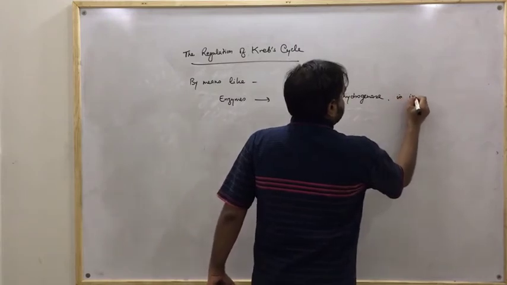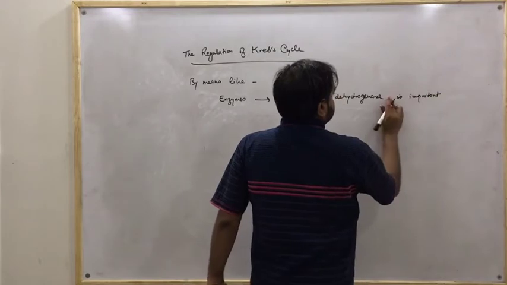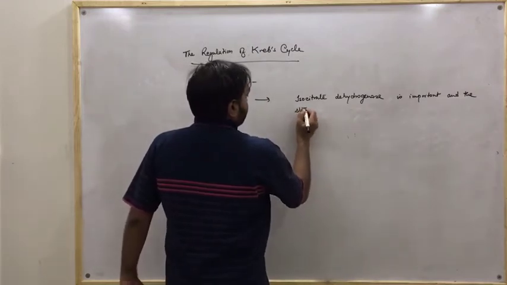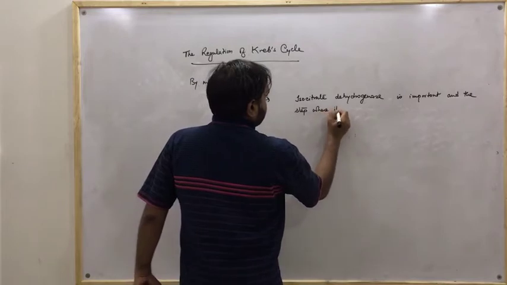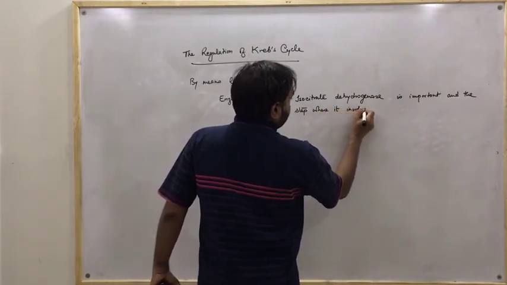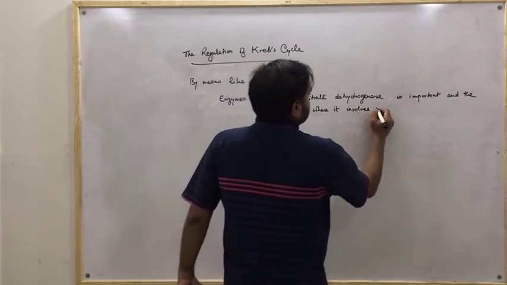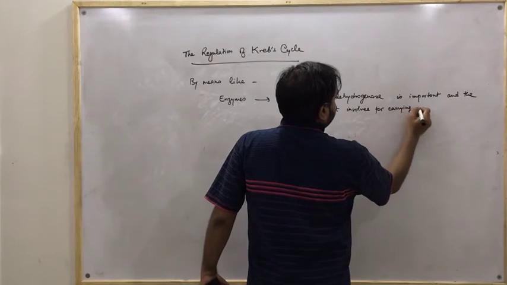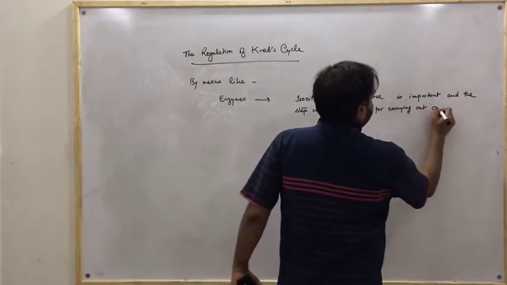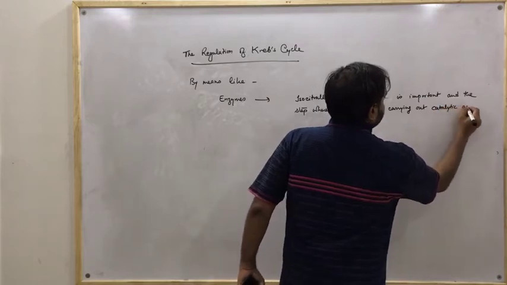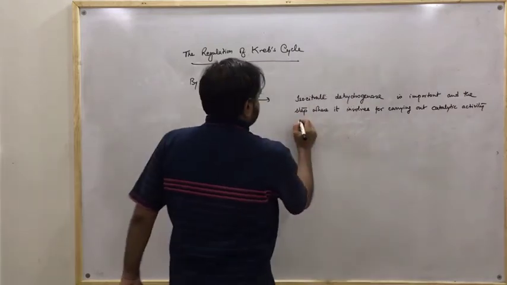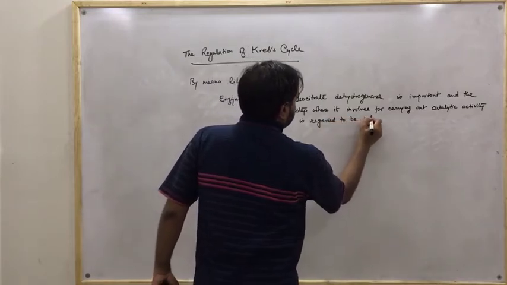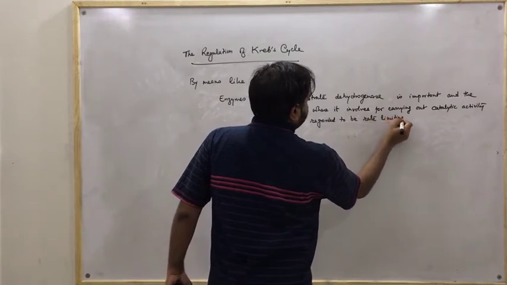We can write: it is important, and the step where it is involved for carrying out catalytic activity is regarded to be the rate limiting step.